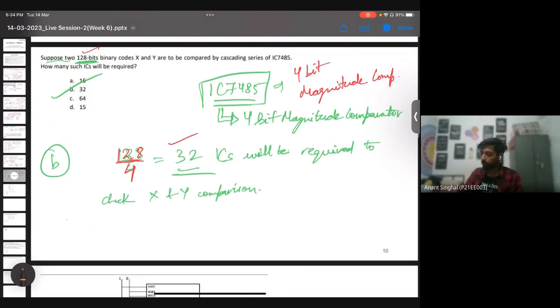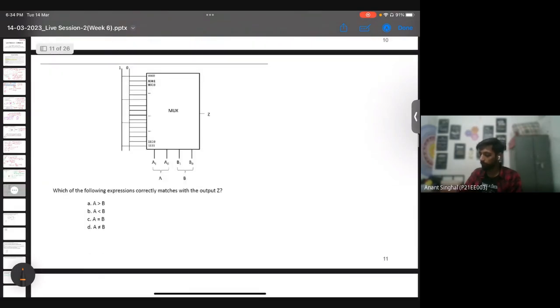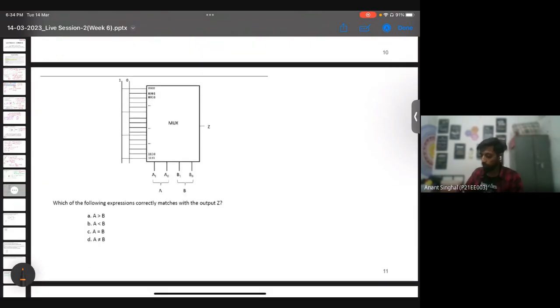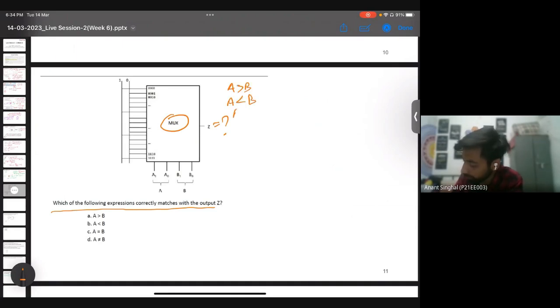Okay, so we shall proceed now to the next question. It is again an interesting question. It is given in the question that there is a multiplexer and there is a certain output Z which has been asked. Which of the following expressions correctly matches the output Z? It is asking for Z in terms of either A greater than B, A less than B, A equals B, or A not equals B. So we'll check where 1 is given in Z, so that will be the output.